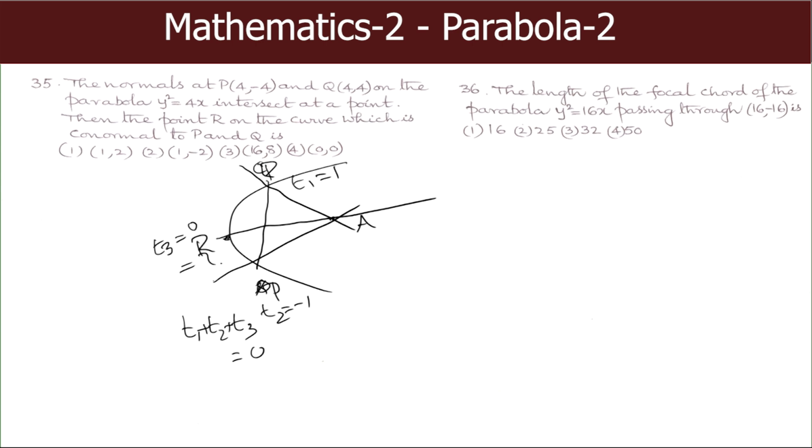So, T3 0 means what is R? R is the origin. So, there is the last option.